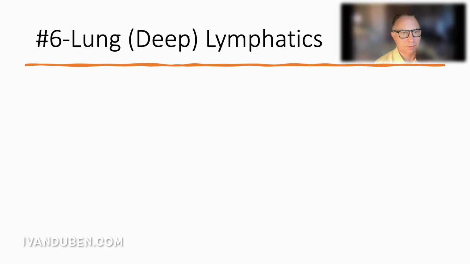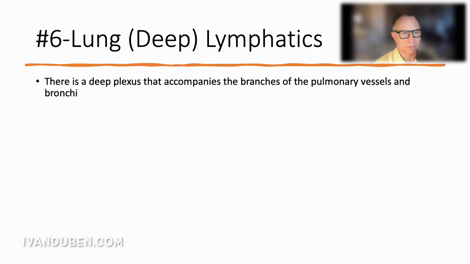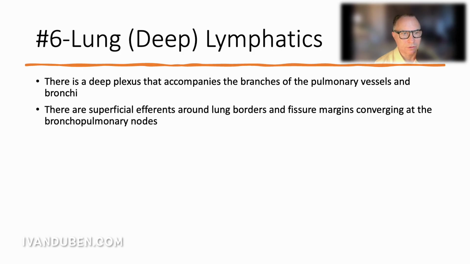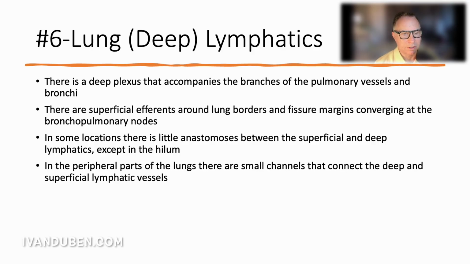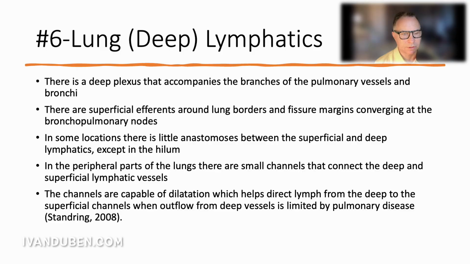Moving on from the heart, let's begin looking at the lymphatics of the lungs. There's a deep plexus that accompanies the branches of the pulmonary vessels and bronchi. There are superficial efferents around lung borders and fissure margins converging at the bronchopulmonary nodes. In some locations, there's little anastomosis between the superficial and deep lymphatics, except in the case of the hilum. In the peripheral parts of the lungs, there are small channels that connect the deep and superficial lymphatic vessels. The channels are capable of dilatation, which helps direct lymph from the deep to the superficial channels when outflow from deep vessels is limited by pulmonary disease.